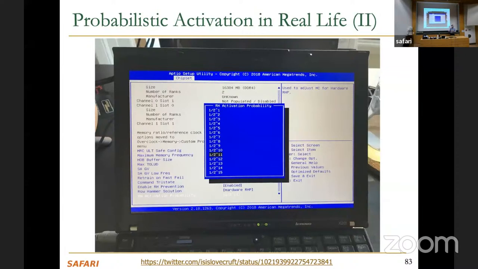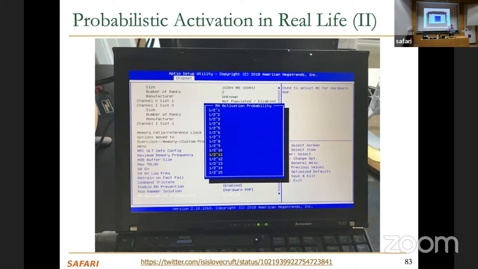The other one's configurable, you can pick your probability, like every 2 activations or every 4 activations. Probably these probabilities are very, very strong. You don't want to refresh every 2 activations, right? So this was the probability we suggested, somewhere around there. Their implementation is a little bit different. It's not exactly what we envisioned, but I think this was a step in the right direction, actually.